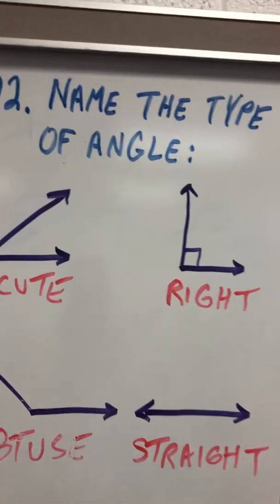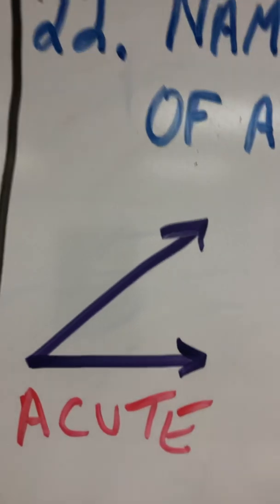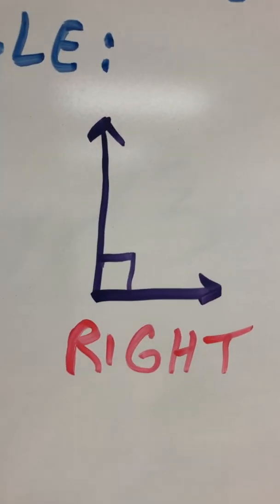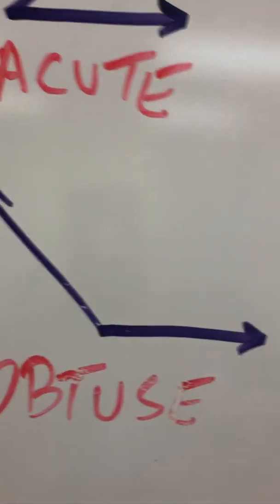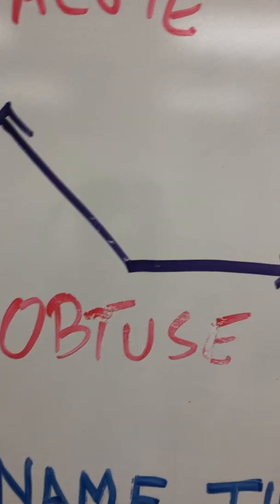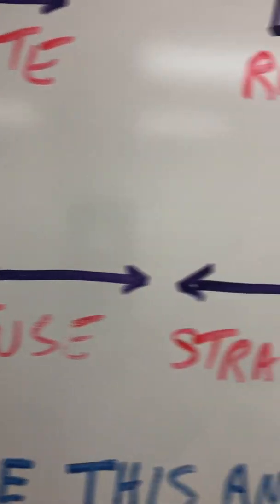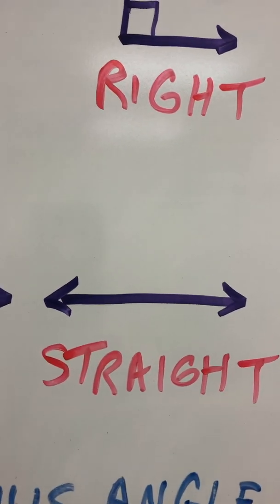Name the type of angle. This one is called acute, less than 90 degrees. 90 degrees is called a right angle. Bigger than 90 degrees is called obtuse. That would be called a straight angle.